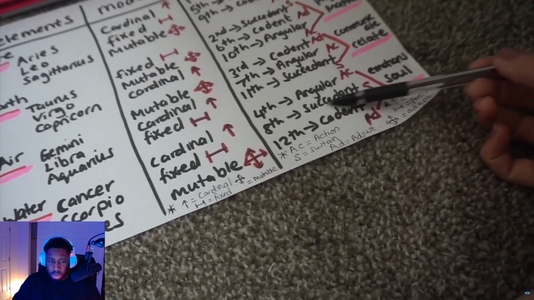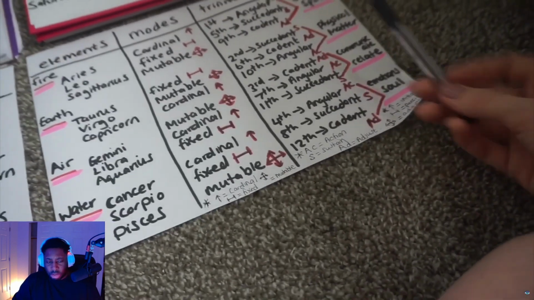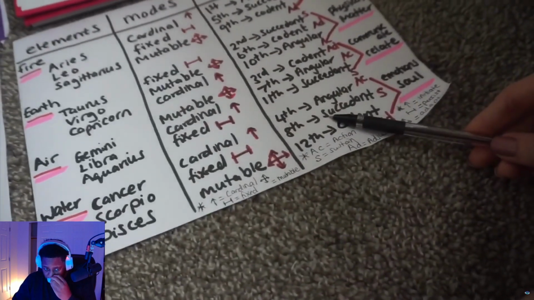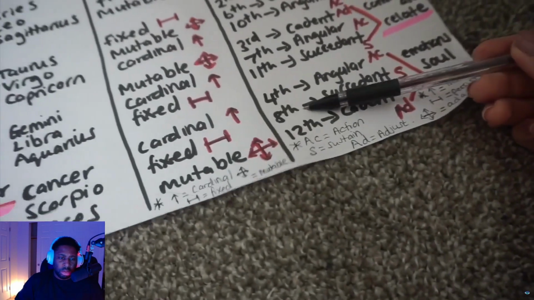But still it's ruling the 8th house. So the 8th house is a succeeding house. But because Gemini is ruling the 8th house, it means then that Mercury, because Mercury rules Gemini in astrology, is ruling the 8th house in this instance.